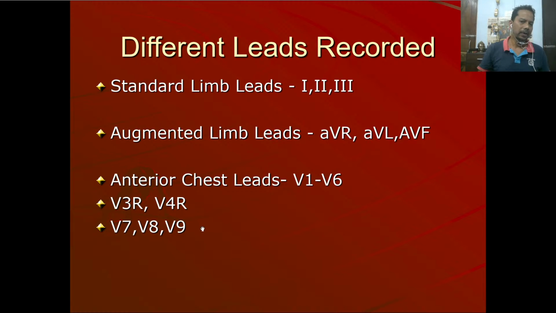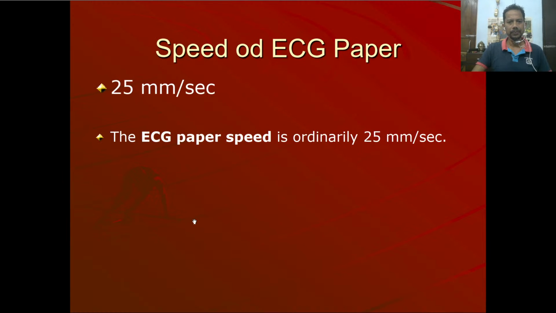So whenever you are given an ECG, you have to interpret and see the ECG in the same pattern. You have to train your mind like that. Lead 1, 2, 3, AVR, AVL, AVF, V1 to V6, and then maybe V3R, V4R. So like that you have to train your mind. It's not like you start from V6, V5, V4, V3. That is wrong. So like that you have to read the ECG. Now what is the speed of the paper?